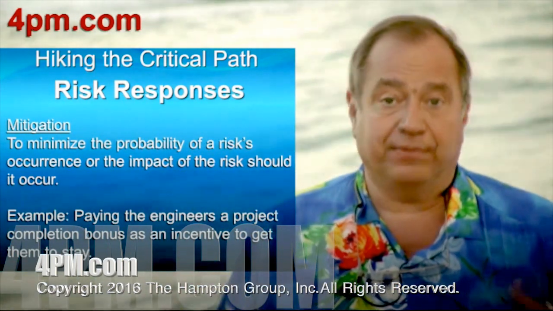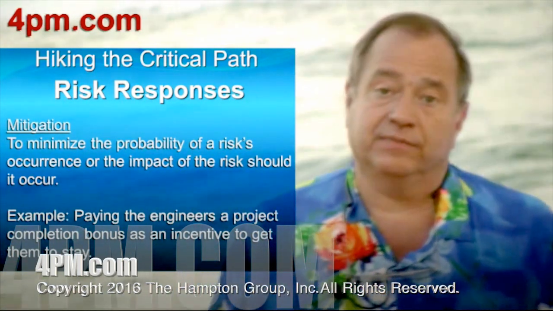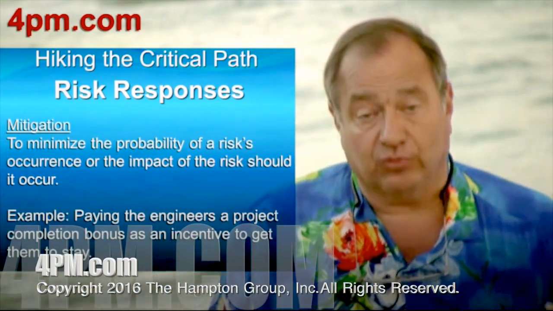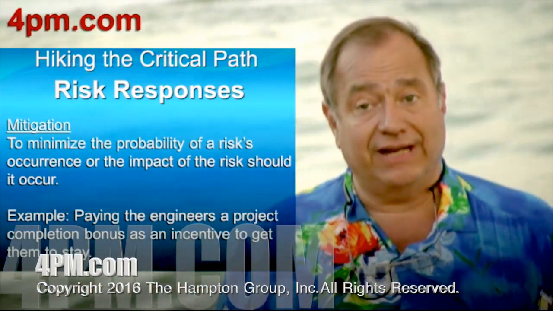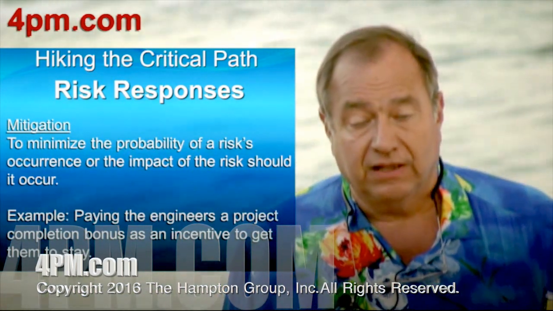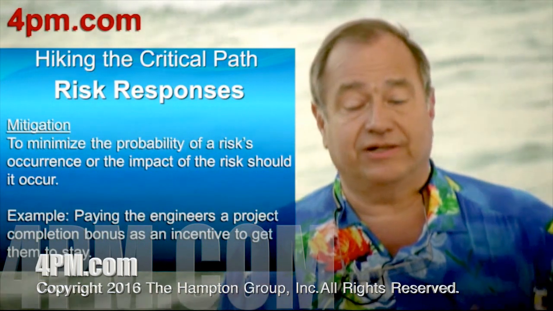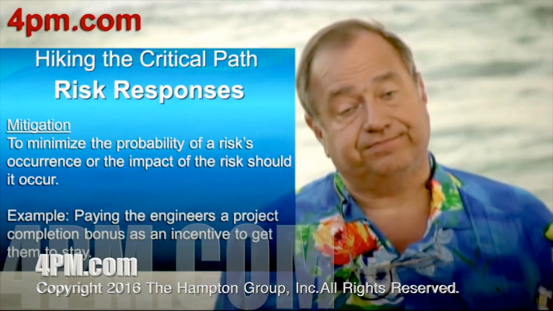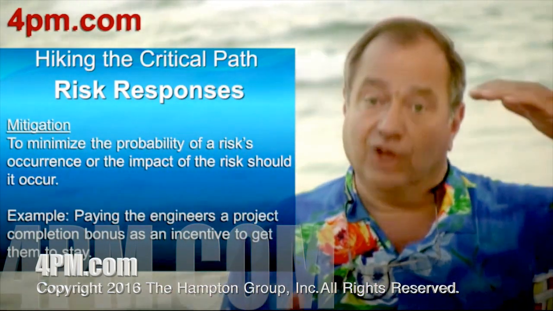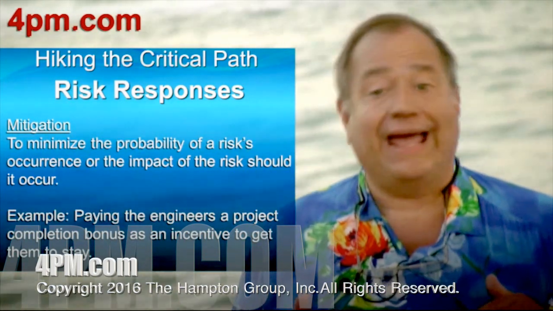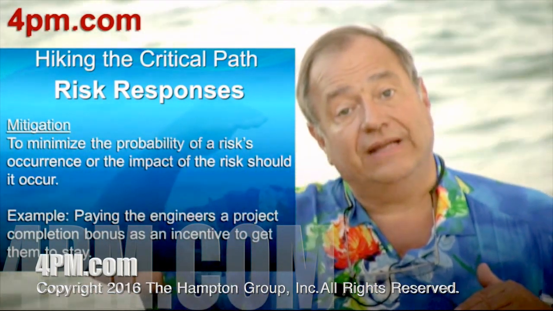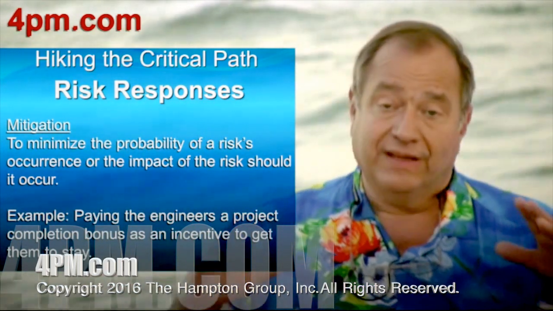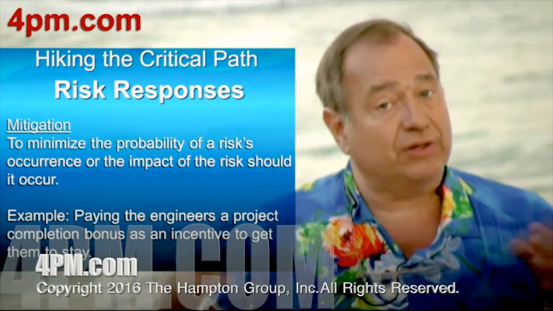In our example of turnover among our engineers on the project, we might mitigate the risk by paying those engineers a project completion bonus. In other words, we're saying to those engineers, if you stay through the life of the project, we'll pay you a $1,500 bonus. That would probably lower the odds of turnover and also decrease the impact if people did resign. So that's mitigation, and it doesn't make the risk go away, but it reduces the harm to the project.